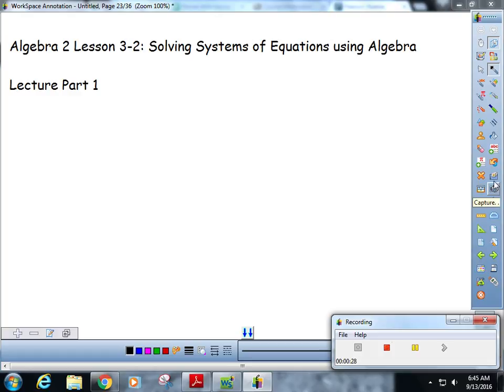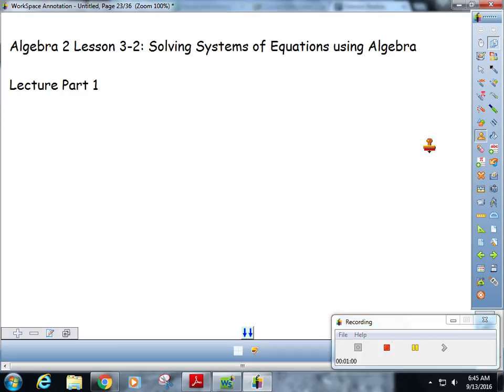This is part 1 of lecture 3-2. We'll have another video tomorrow with a different method, but what we're doing here is building methods to solve systems of equations. That's simply when we have more than one equation. We can only solve a system if we have the same number of equations as variables. So in these examples today, we will be solving 2 equations for 2 variables.